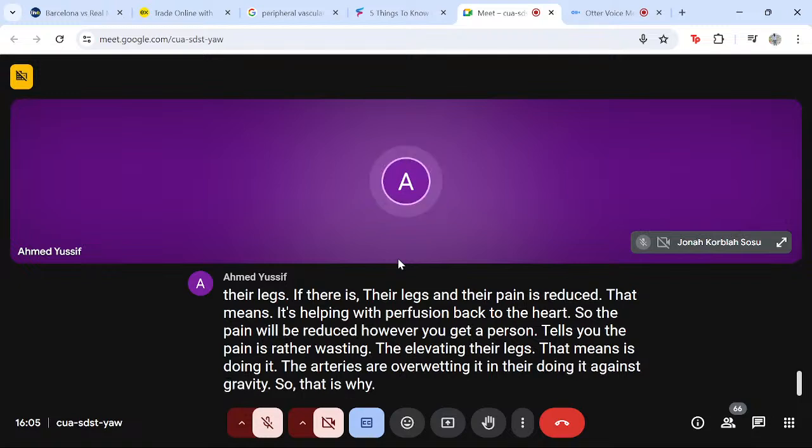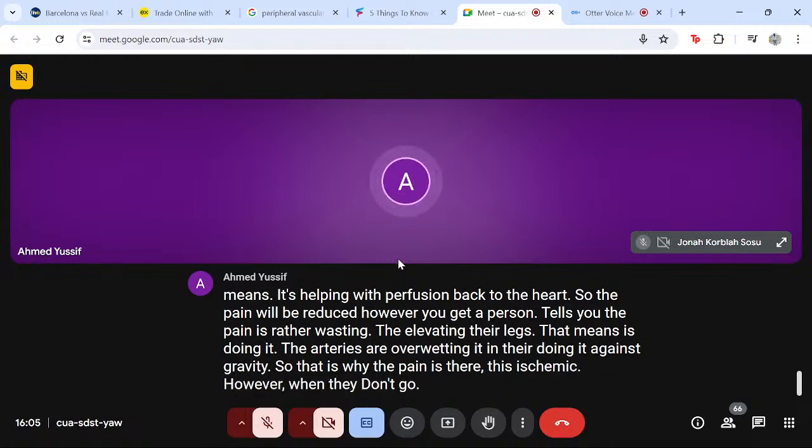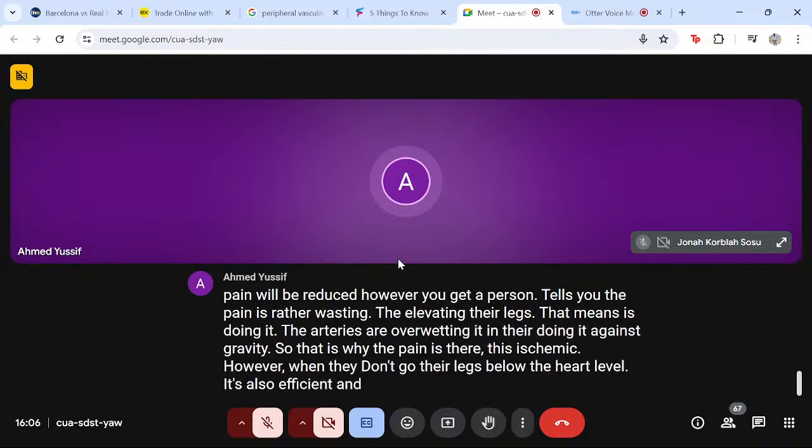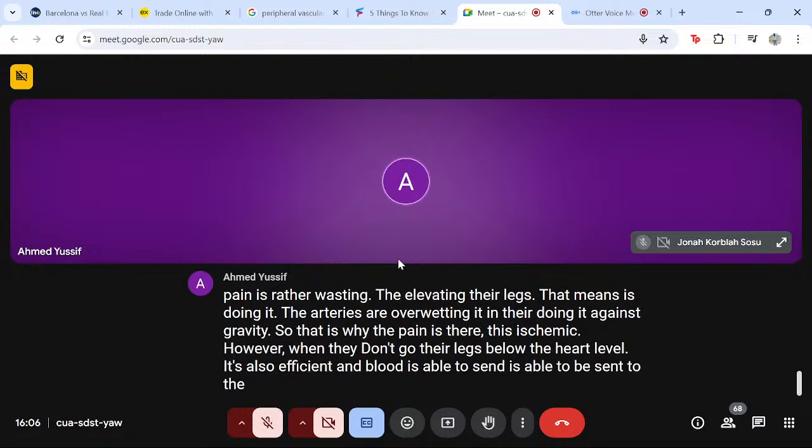There's ischemia. However, when they dangle their legs below the heart level, it helps with perfusion, and the blood is able to be sent to the peripheries for perfusion. Any questions?